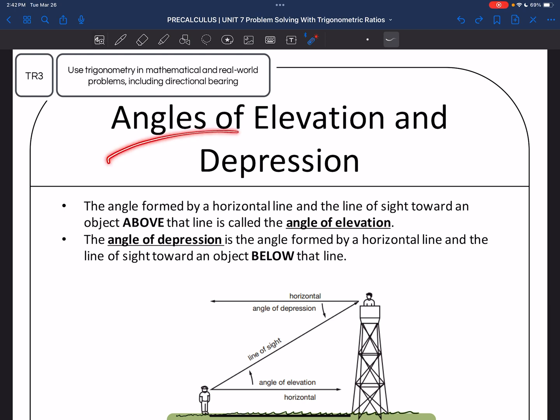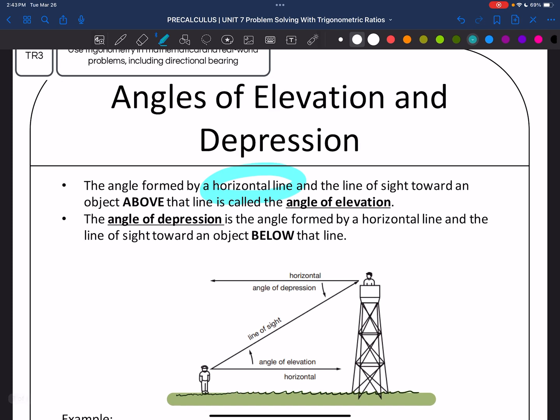That is angles of elevation and angles of depression. So let's go ahead and begin here with these two bullet points and defining just what those things mean. The angle formed by a horizontal line, our horizontal line is going to be this line right here in our figure. It's that horizontal line and the line of sight toward an object above. So our line of sight that is above that object is called an angle of elevation.